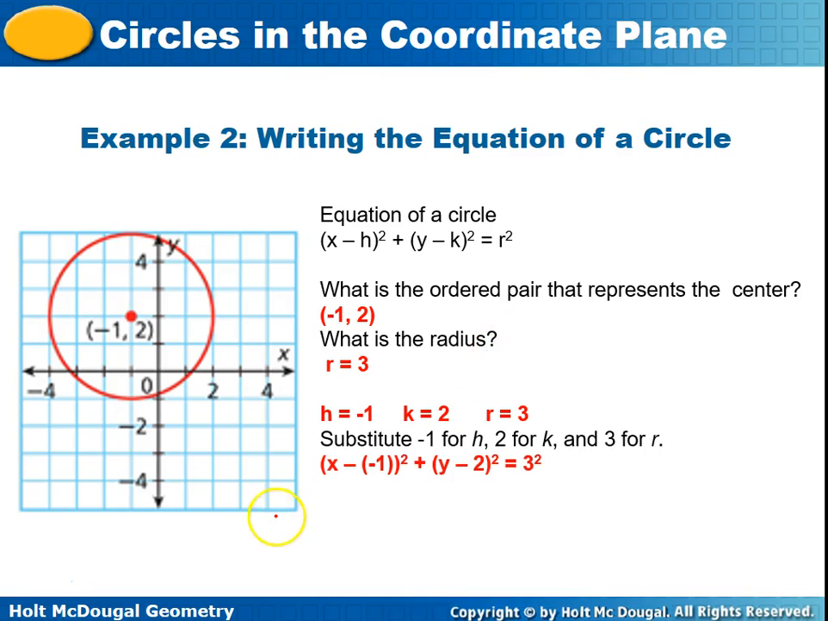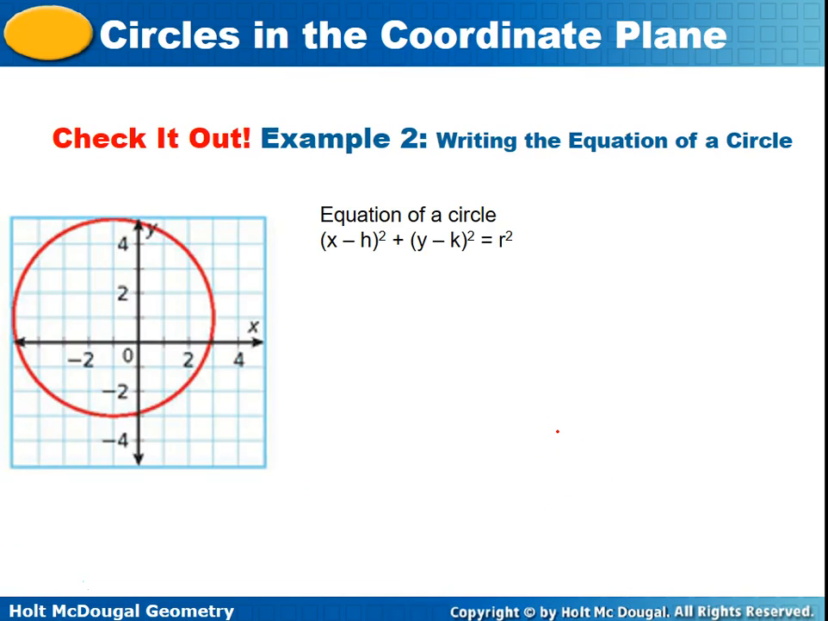And we get x minus a minus 1. We know that that's going to end up being plus 1. y minus 2, because there's our k, and then 3 squared. So our equation for the circle is going to be (x plus 1) squared plus (y minus 2) squared equals 9. So now I want you to go ahead and do this, check it out, and then come back to me.